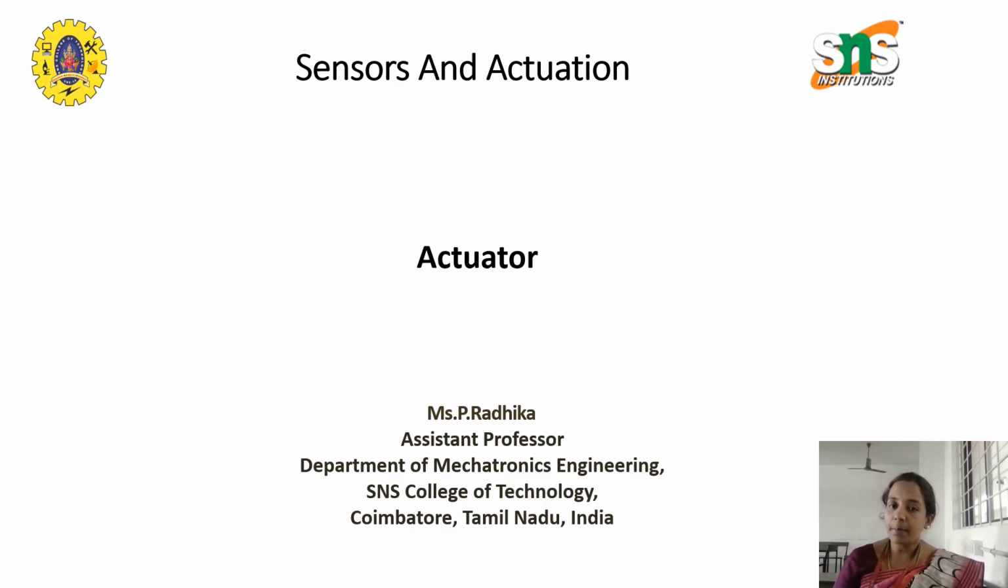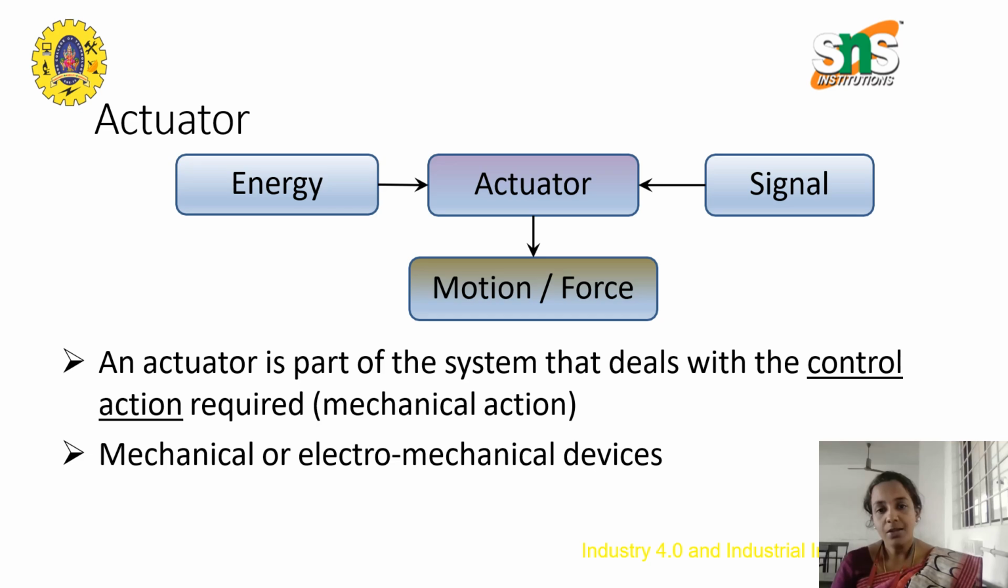So based on our application, our need, and the capacity or the load of our system, we will be selecting the actuators or the motors in a robotic system or in an automatic system. So here is a block diagram of actuators. Here we have four blocks. First one is the energy, actuator, signal, and motion or the force.